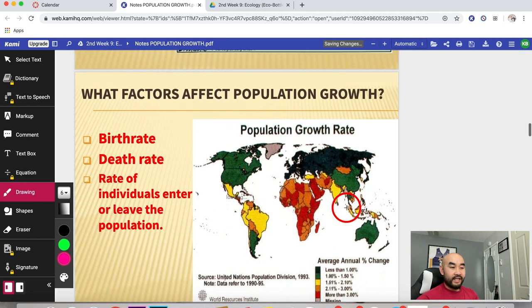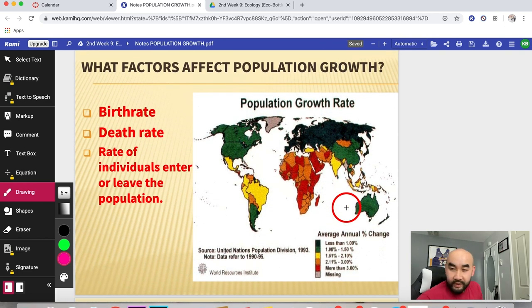All right, moving on today. We talk about population growth, human population, primarily because we are human. But you can take this idea and compare it to a population of any type of living thing, a tree or ants or dogs or cats.